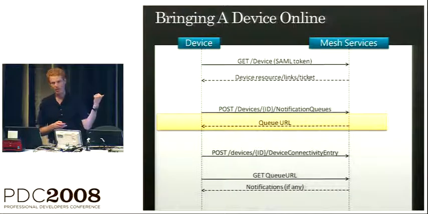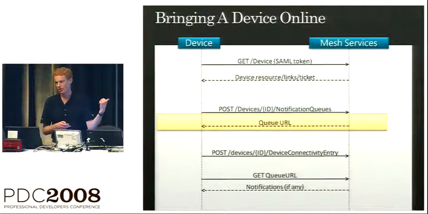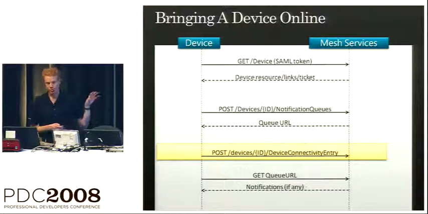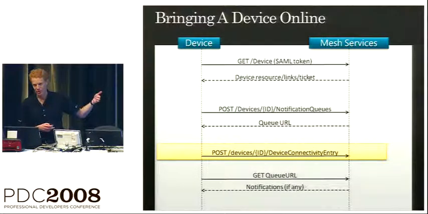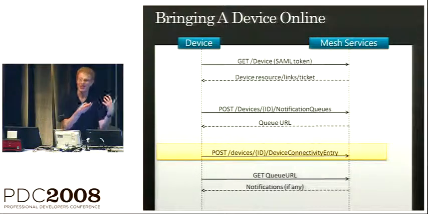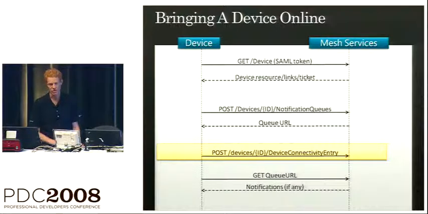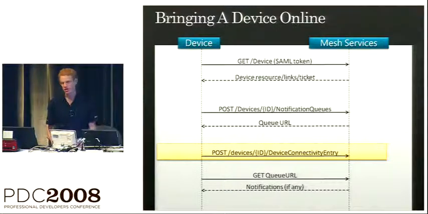And what we return back is the URL where notifications are going to come to. I'll explain how that works in just a second. Now that we have a notification queue, we can tell the world that we're online. It's important to do it in this order, because if you do it the other way around and say, hey, I'm online, but you have no way to reach me, it's not that effective. It's a better idea to say, I got my queue, and then you go ahead and post one of these device connectivity entries. Essentially, inside of here is just an XML blob.